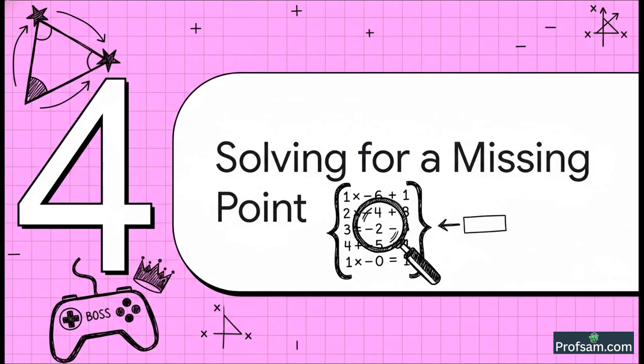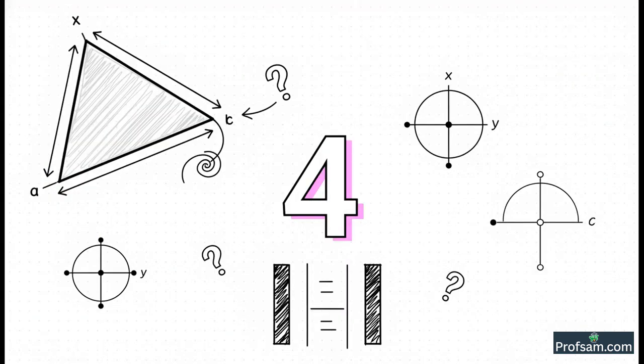Okay, you've leveled up. You've mastered the main skill. Are you ready for the boss level? Now we're going to flip this whole thing around. We're going to find a missing coordinate when we already know the area. So in this new challenge, we actually start with the final answer. We're told the area is 4 square units. Our job is to work backwards and find a missing piece of the original puzzle.